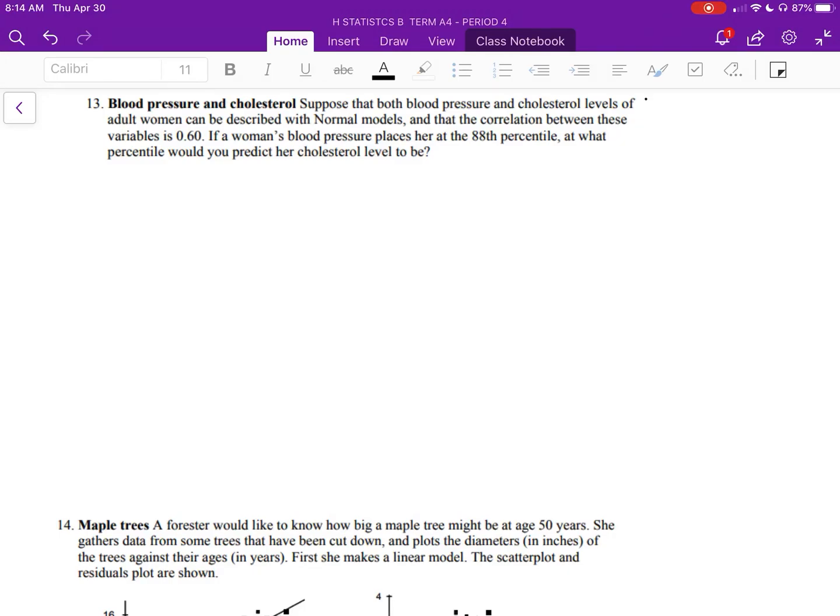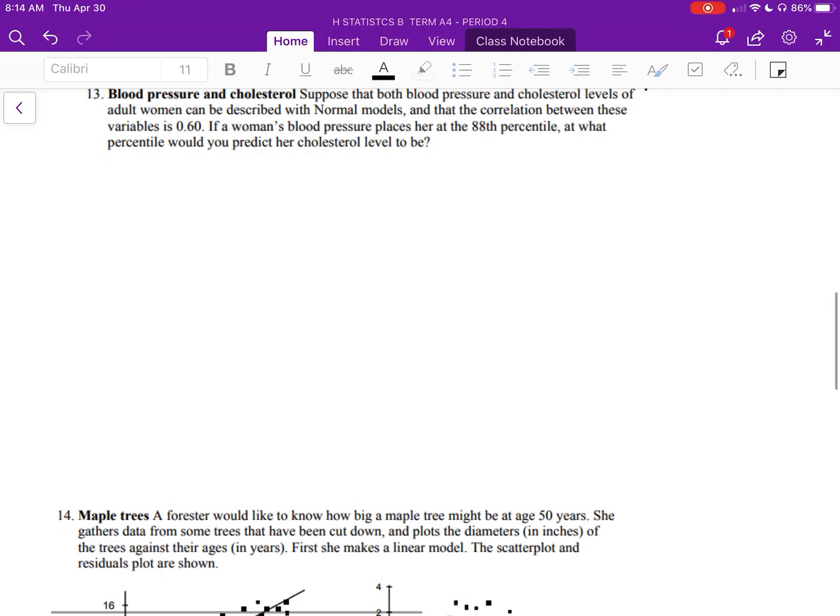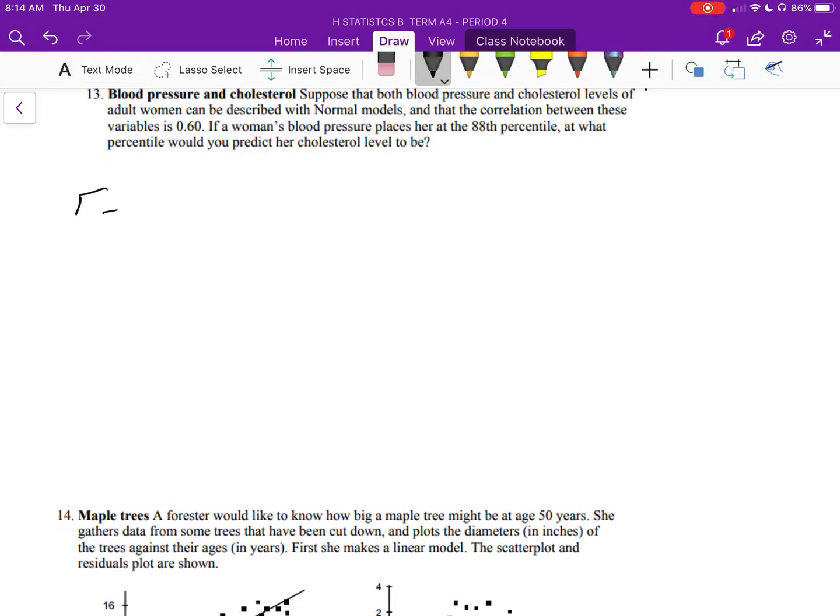So for this next problem, we're going to be asked to remember what the relationship is between percentile and regression. In this case, they said we're comparing blood pressure and cholesterol, and suppose that both blood pressure and cholesterol levels of adult women can be described with normal models, and the correlation between the two variables is 0.6. So we know that R is equal to 0.6.